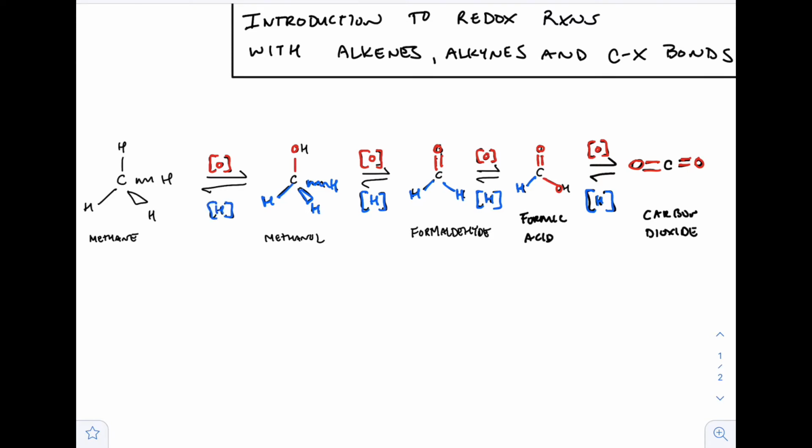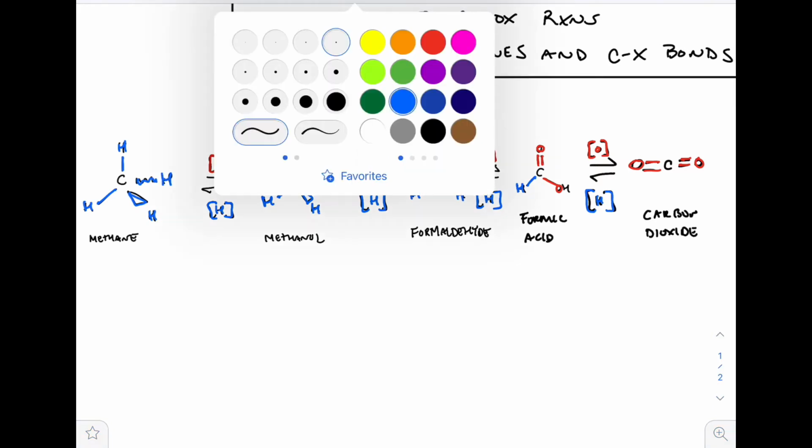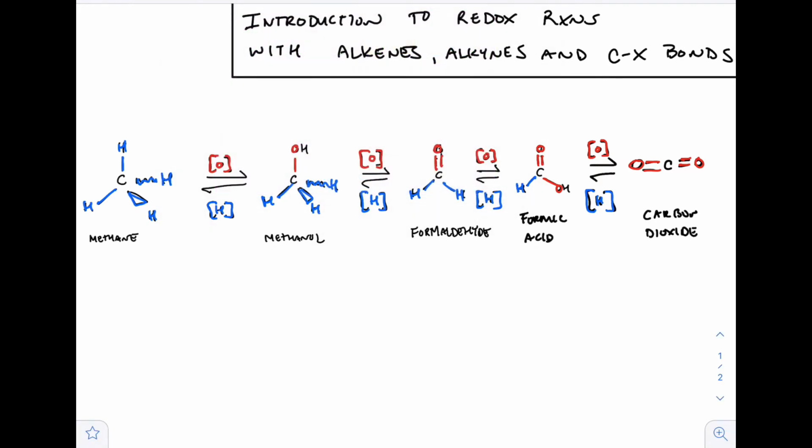We draw them as an equilibrium, and in theory they're not necessarily an equilibrium. But you can go forward and you can go backwards. It just depends on the reagents you use, and those reagents are what we're going to go over in this video. But first, I want to tell you a little something about methanol and moonshine.